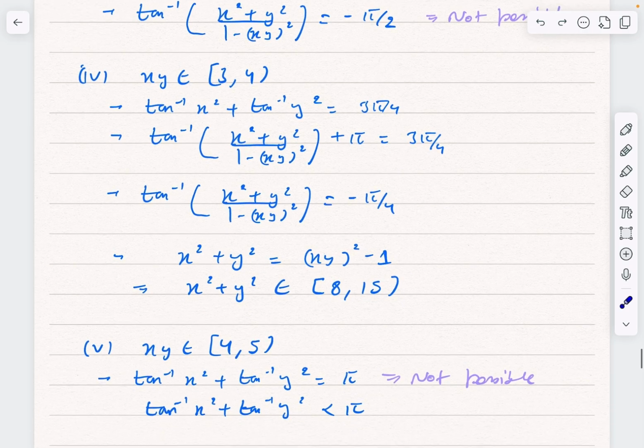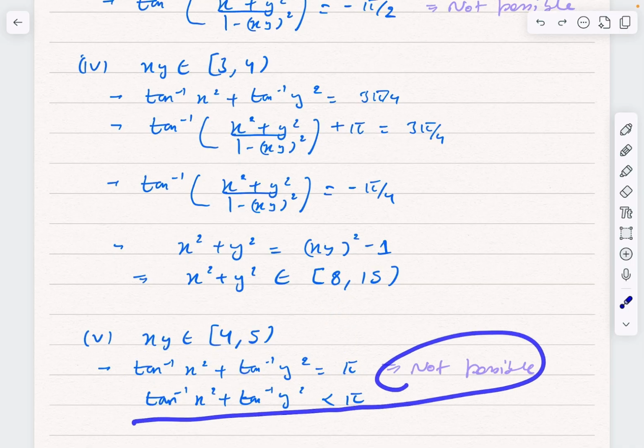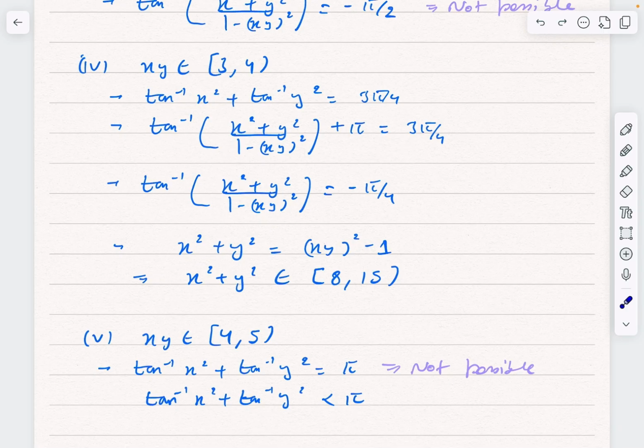Okay, next. In the next case, you get xy belongs to close 4 to open 5. But in this case, the right side, the step xy will become 4. So this will become pi, which will go out of the range now. Because the range of this thing is open pi by 2, open pi by 2 are the maximum values. So if you add them, we get maximum will be open pi, not equal to pi. So this will not be possible, and no other value after this will be possible because everything will be more than the range here then. So there is no solution after that possible.